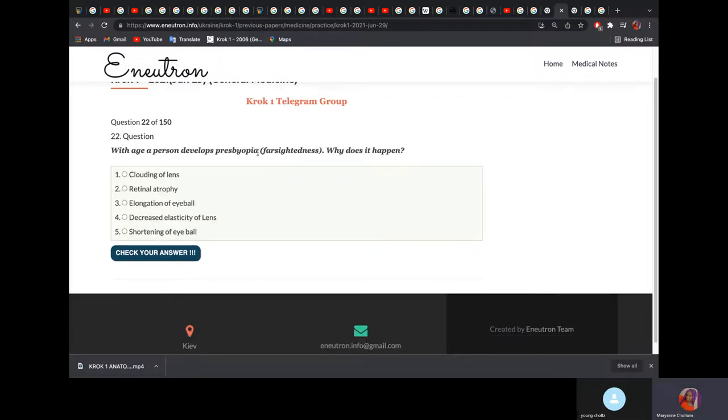With age, a person develops presbyopia. Where does it happen? Presbyopia means the gradual decreasing of vision due to decreased elasticity of the lens. So that's why the answer will be decreased elasticity of the lens.